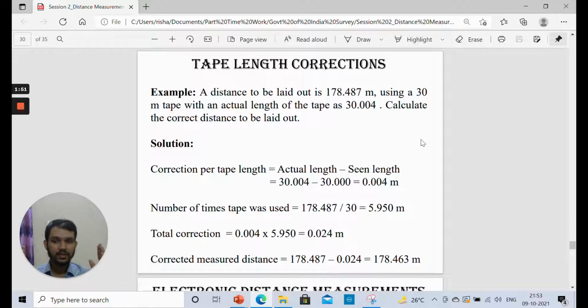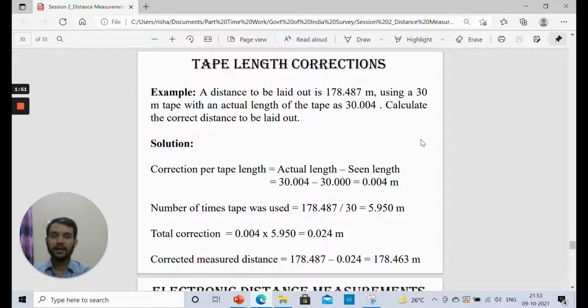You can easily see now the tape which you are having now is having distance larger than the actual length. Okay, it is now a 30.004 meter tape instead of 30 meter. So its length is comparatively larger. Since the tape length that you are using right now is larger, the distance that you need to lay on the field should be less, because every time you are laying 30 meter, you are actually laying 30.004 meter. So according to the 30 meter tape, if you are doing the calculation, you just need to lay down on the field only 178.463 meter as we have got in the calculations.